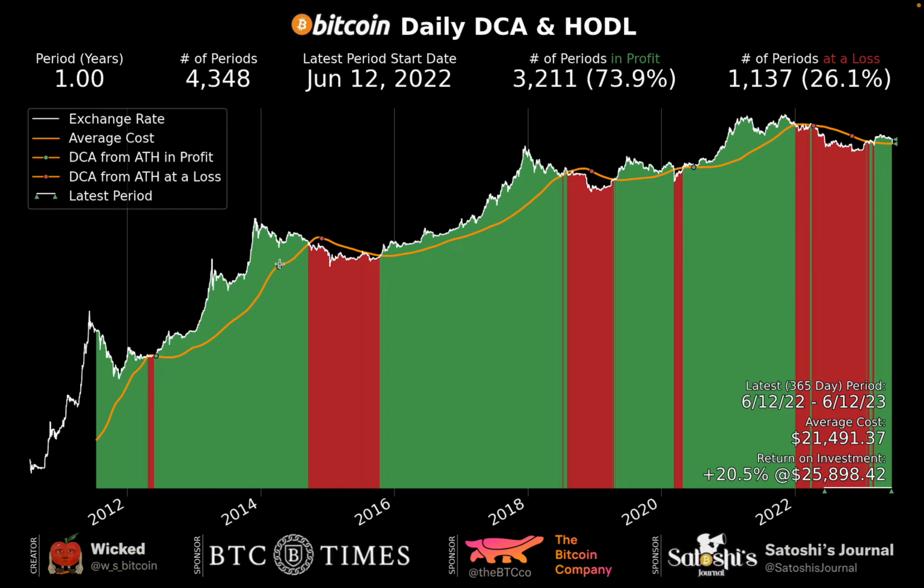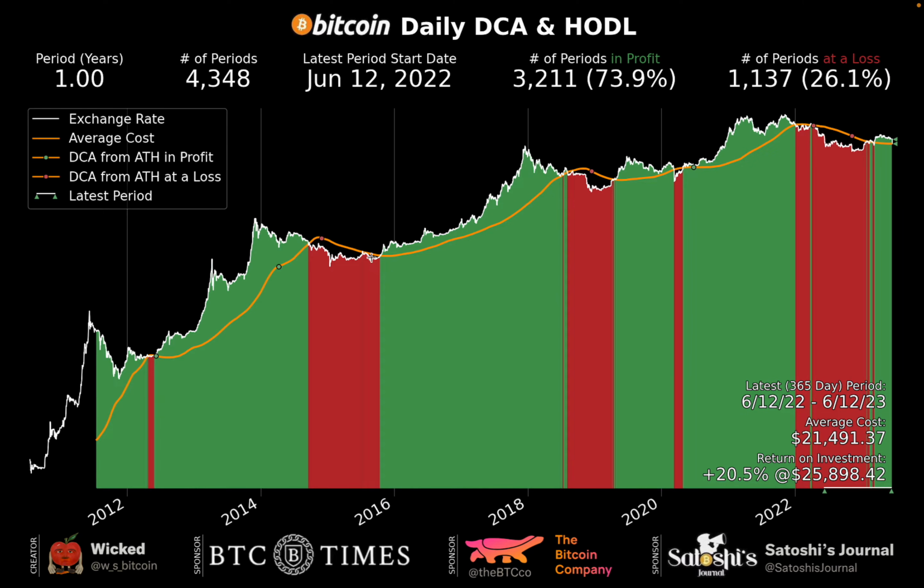Similarly, if you had started here, you'd be in profit by quite a bit. If you had started at this all-time high, then in this case you'd actually be at a loss. So here, the average cost after a year of daily DCAing from the top, buying every single day the same amount, would be higher than the price at that point. So you'd be at a loss, and that's why the indicator here is red, and that's why that particular line, which is going down, is red.